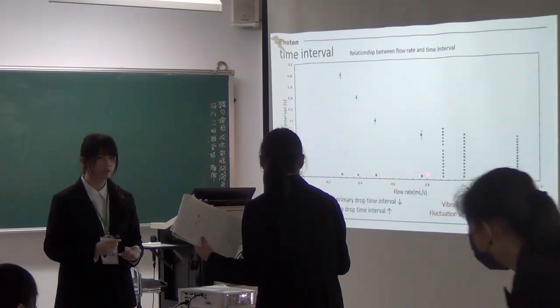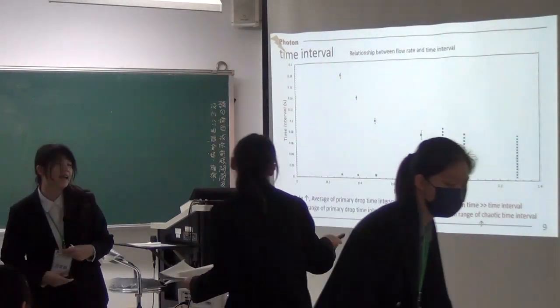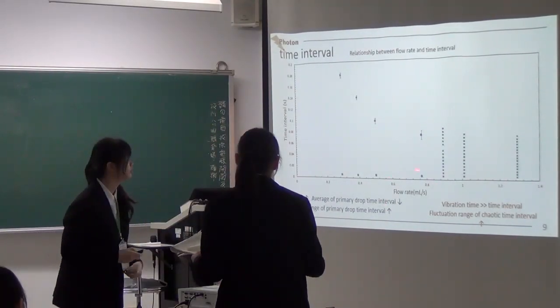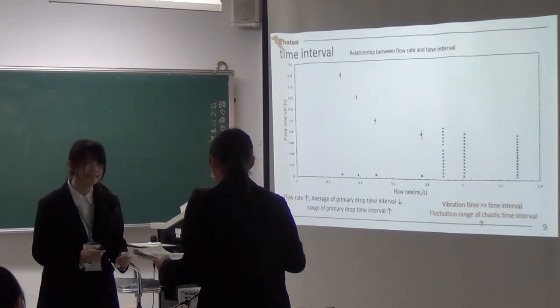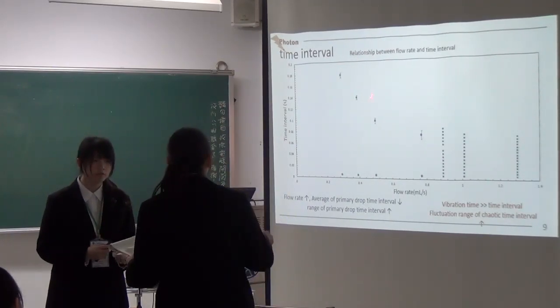So by controlling the water flow rate, it will have three kinds of different stages. So the three different stages will... Is there any boundary we can state?